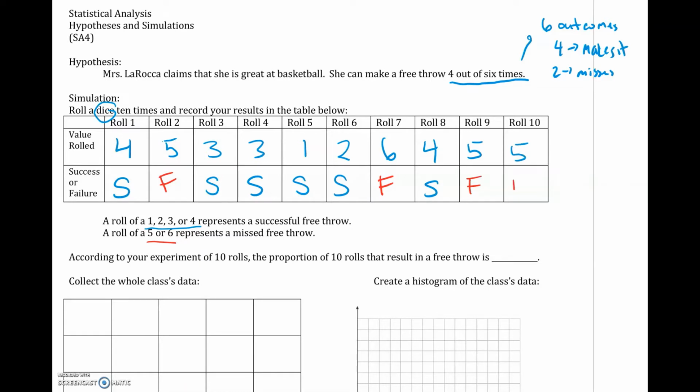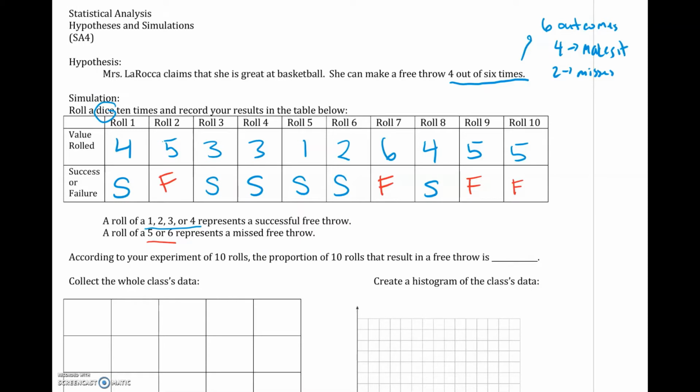So we had 6 equally likely outcomes, 1 through 6, to simulate these 6 different outcomes of Mrs. LaRocca making the basket, right? 1 through 4 are success. 5 and 6 are failures. Okay, so obviously we don't want to just trust one simulation. So what we want to do is simulate this multiple times. And the more you do it, the more confidence you can have in your data.